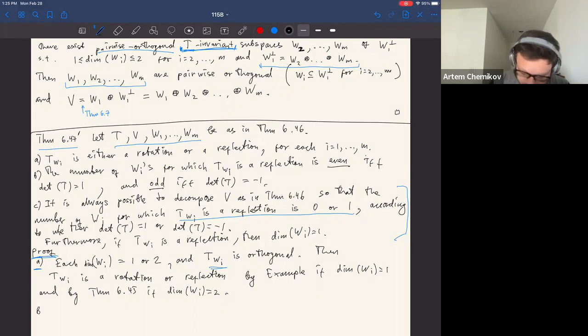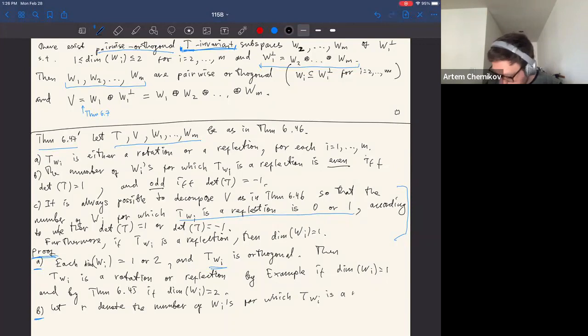Next, part B. This time we want to show that this corresponds to the property of the determinant being 1 or -1. So let R denote the integer, the number of those Wi for which T_Wi is a reflection. We know that each T_Wi separately is either a rotation or a reflection, so just count those which are reflections and let R denote the number of them.